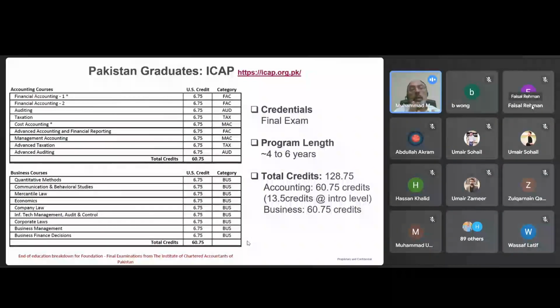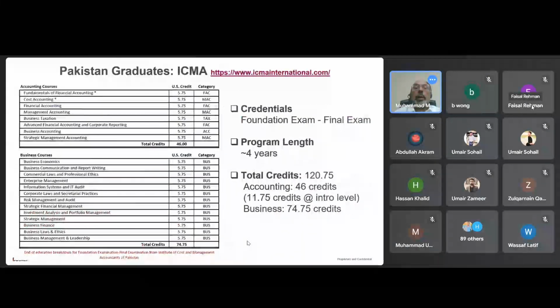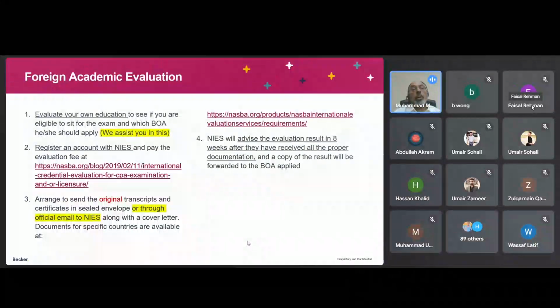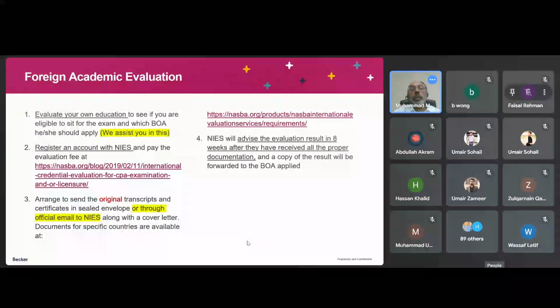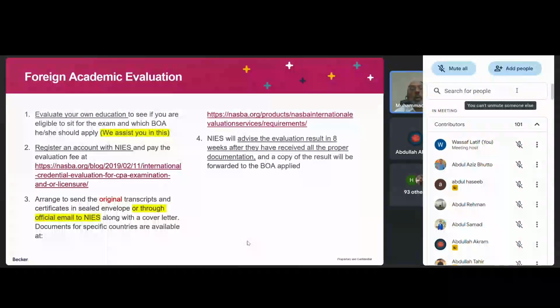Missing credit hours, you can make up in many ways to have them on your account. Okay, and for an exam evaluation audit, you need to have an evaluation done. The student has to look at whether his current education makes him eligible to sit for the exam of the board of accounting which he is choosing. We normally assist students in this process.